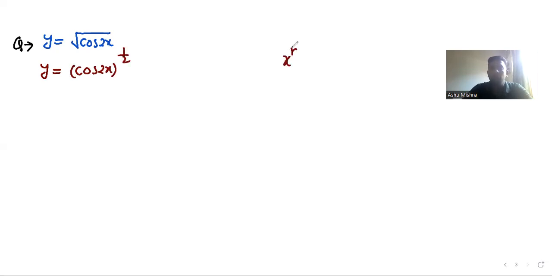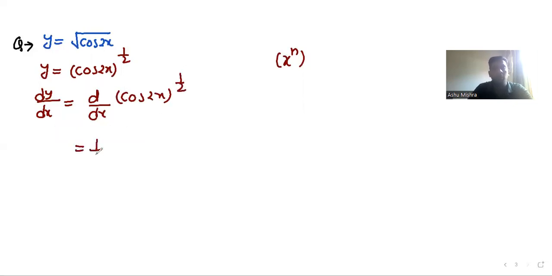Suppose we have one more question. y is equal to under root of cos 2x. For this type of question, your question will be y is equal to cos 2x to the power 1 by 2. The first concept will be x to the power n. And you know very well when you're differentiating both sides with respect to x, you get d over dx of cos 2x to the power 1 by 2, and you get 1 upon 2 cos 2x to the power 1 upon 2 minus 1.